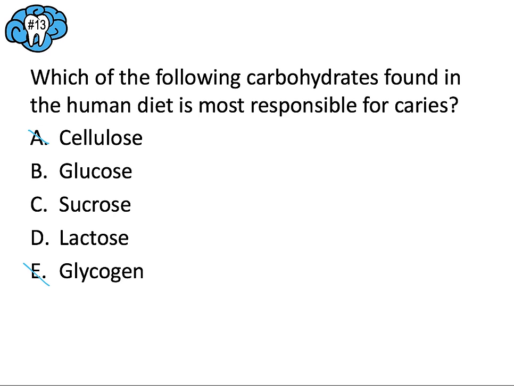Glucose and lactose are cariogenic, but not as much as some other sugars because these are just simple monosaccharides. Sucrose, however, is present in a lot of the foods that we eat, and it's a disaccharide of both glucose and fructose. And so it's broken down into glucans and fructans by bacteria, particularly that Streptococcus mutans, which ferments it into lactic acid, which helps to form caries. So the answer here is C.